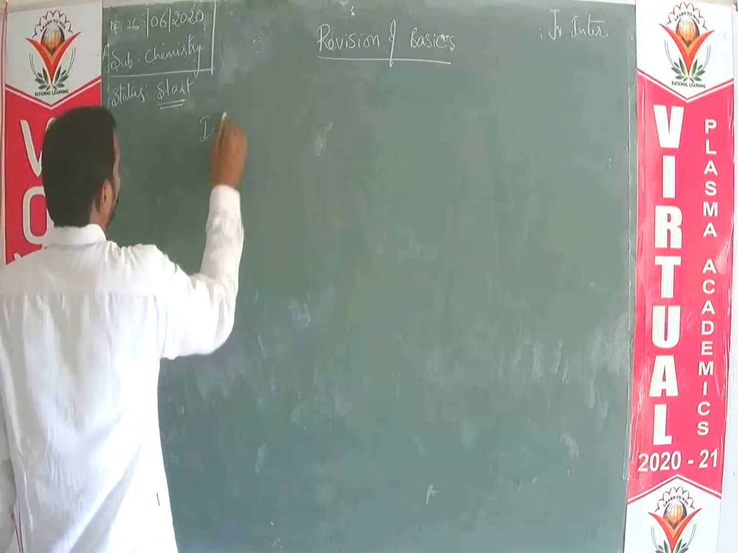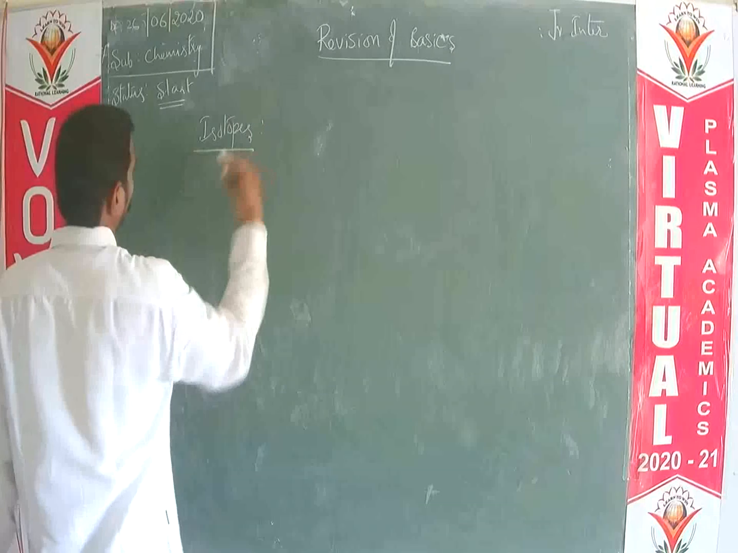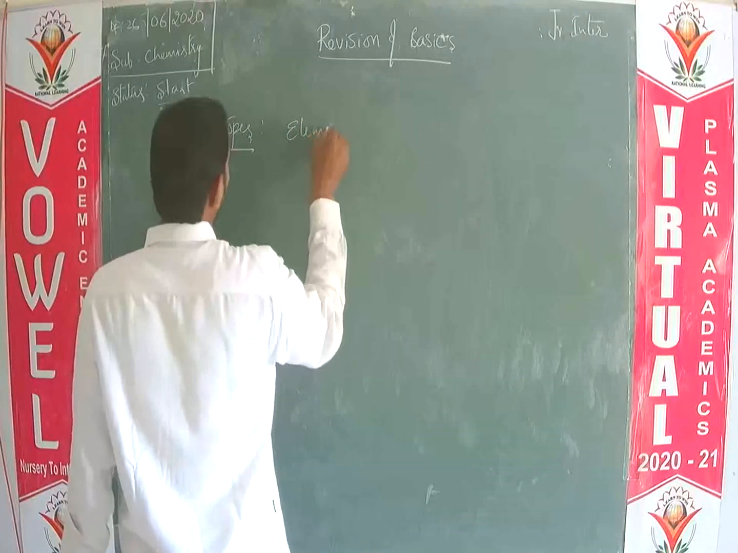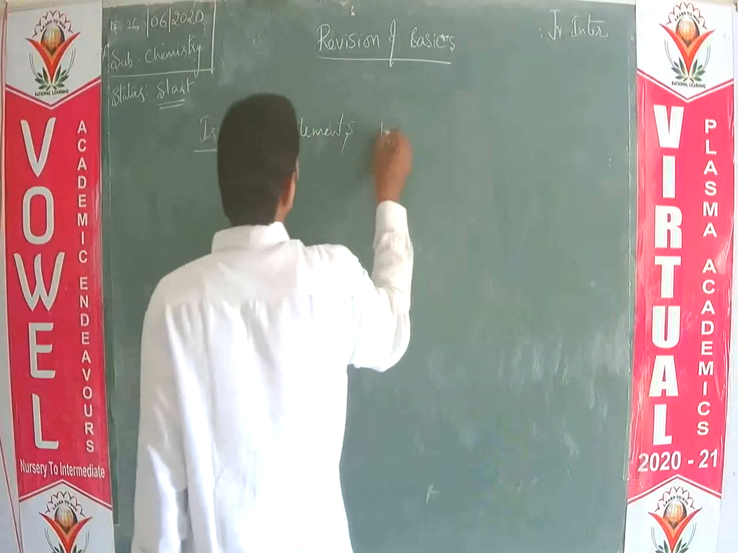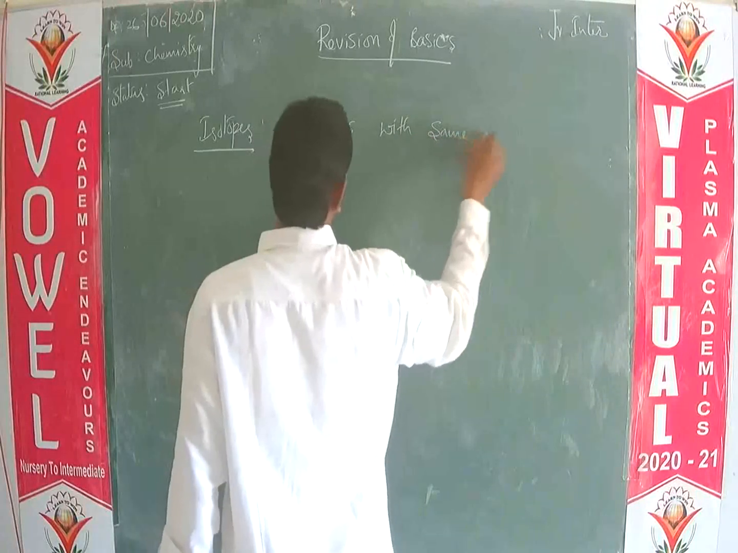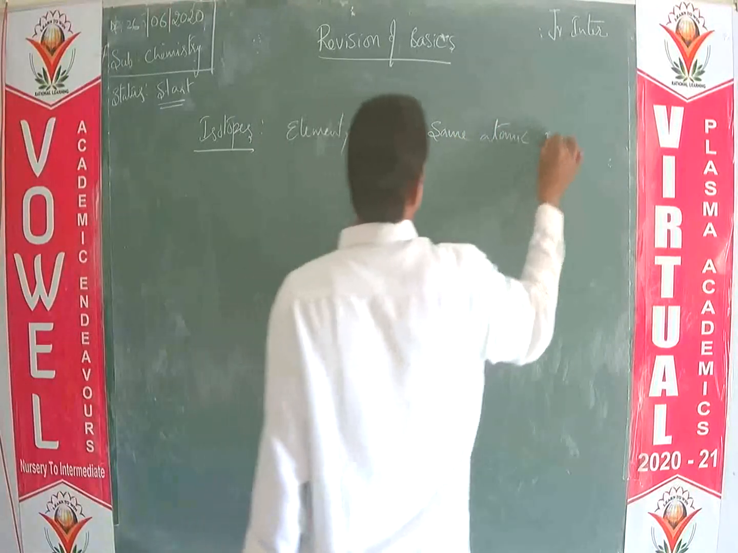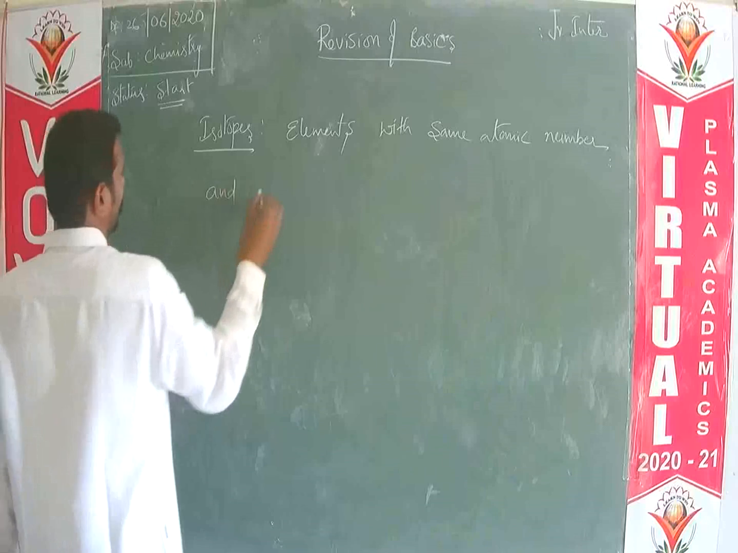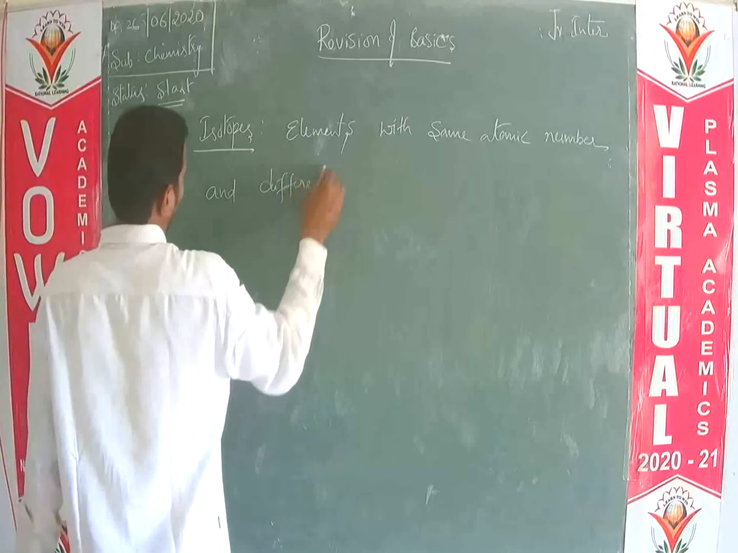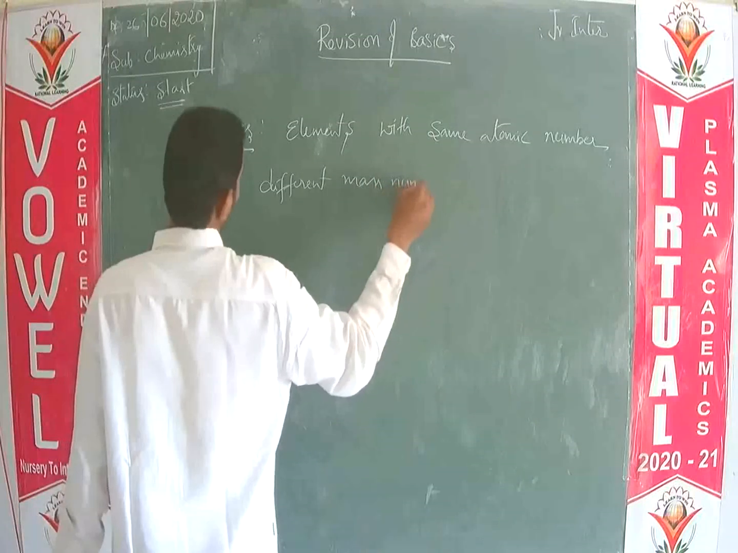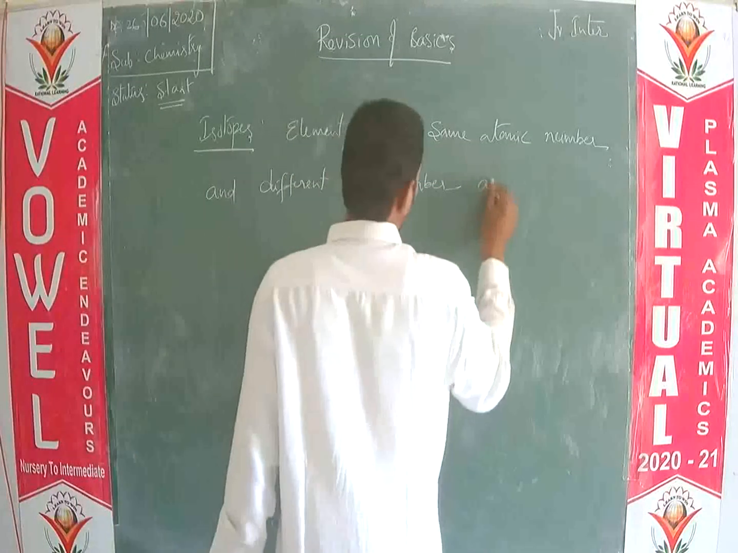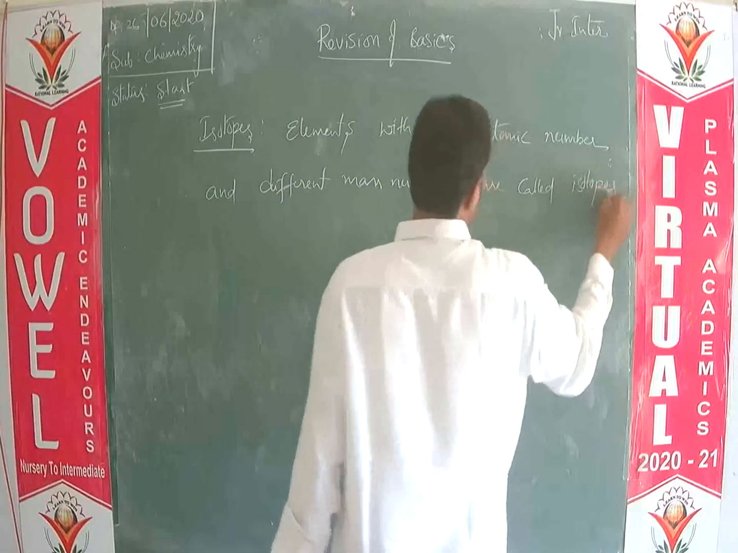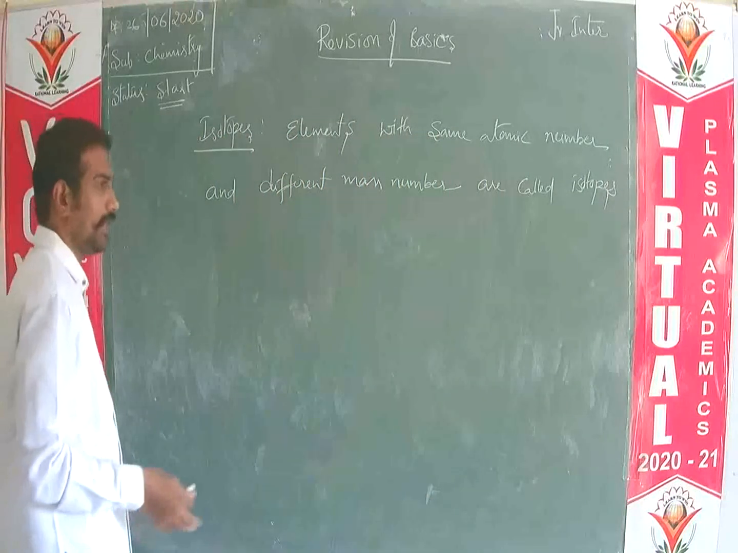Heading: isotopes. What are isotopes? Elements with the same atomic number and different mass number are called isotopes. For example, hydrogen.